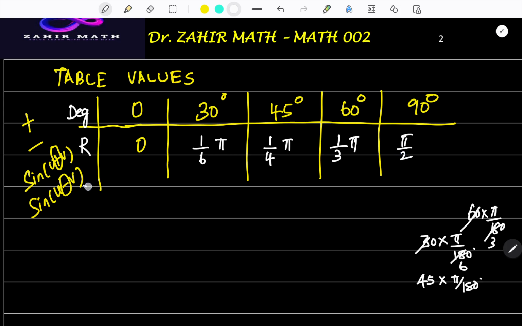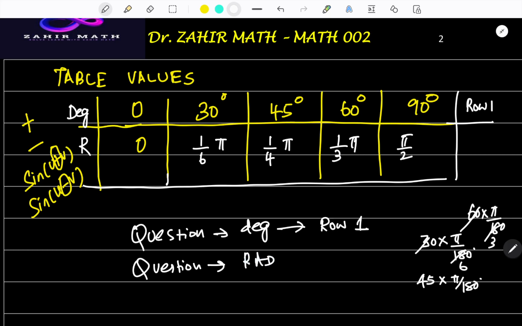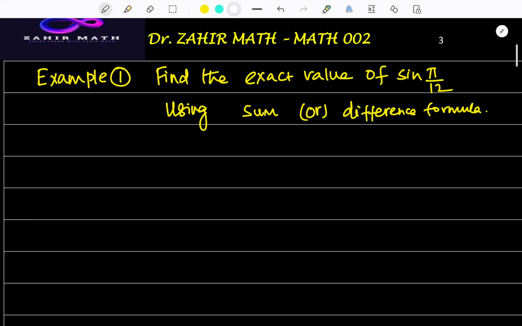Right? So keep in your mind, if your question is in degree, you should use first row 1. This is row 1. And if your question is in radian, that means pi, then you have to use row 2. Keep in your mind, only you have to use these values for your problems. Let's go to the first question.